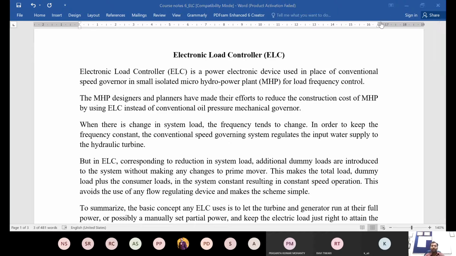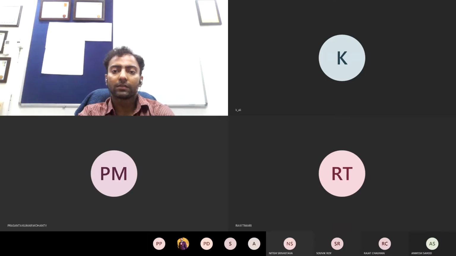So that's the basic principle. What is happening here is that we are not touching anything on the generation side. Rather, we are just introducing some dummy loads to account for any load changes.